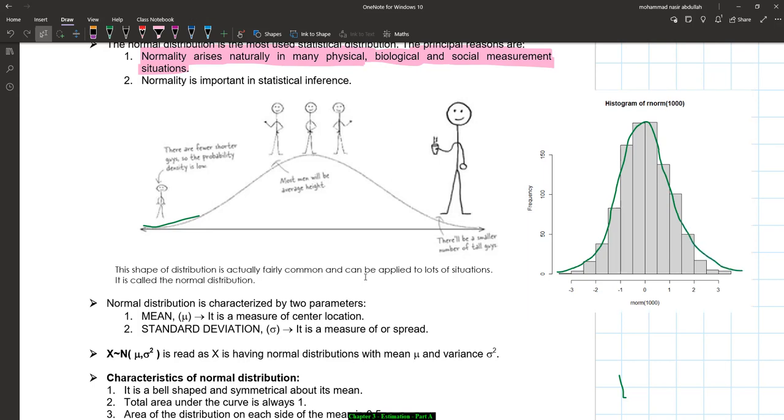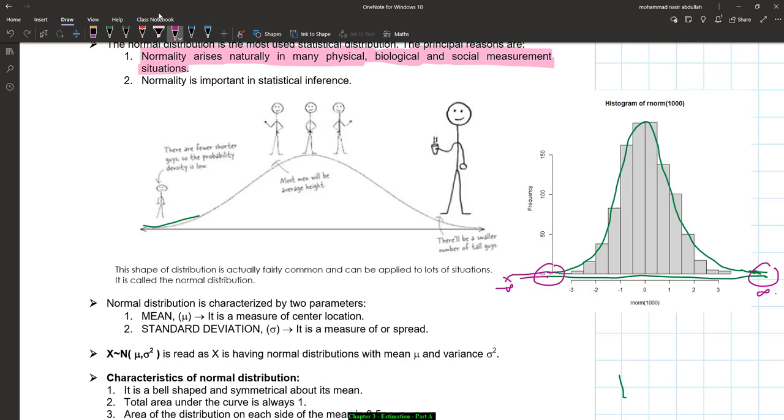And if you notice, the ends of the distribution curve will never touch the axis. This is what we call asymptotic. This is the x-axis, and the curve extends to negative infinity and to infinity, and it will never touch the axis, because in an event there is no probability equal to zero.